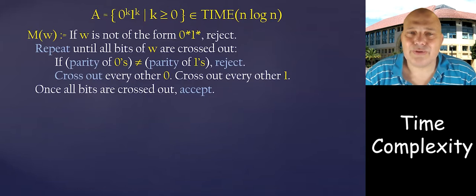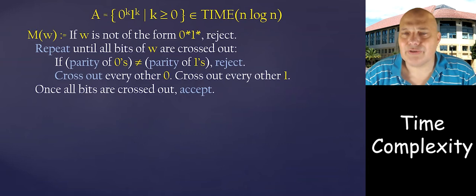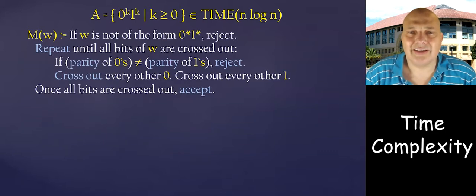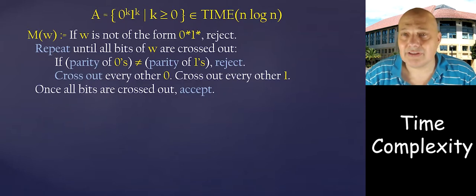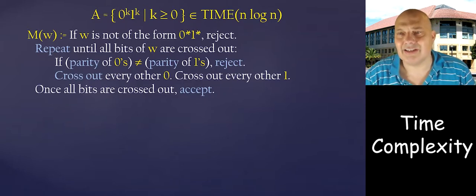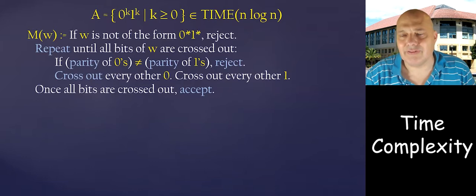And now, after you verified it, you cross out every other 0 and every other 1. So let's say the parity was even for both, you're going to divide the zeros by half and divide the ones by half. And if it's odd, then it's the ceiling of dividing by half.